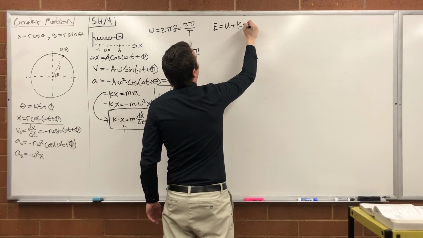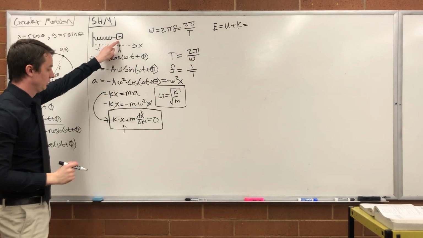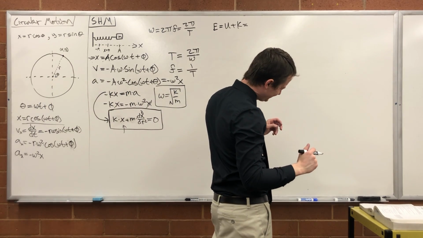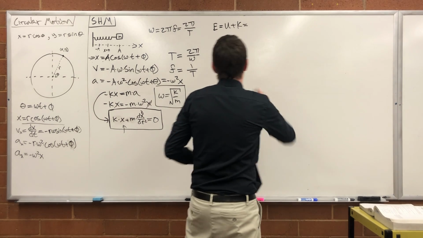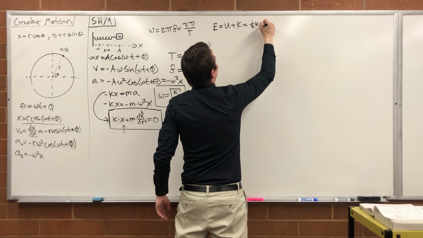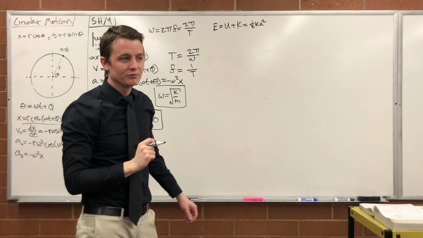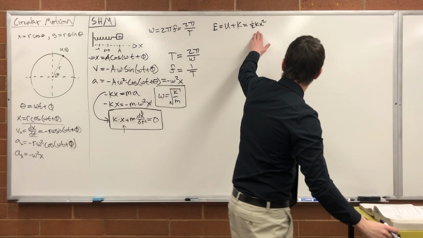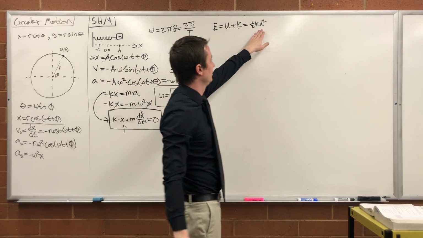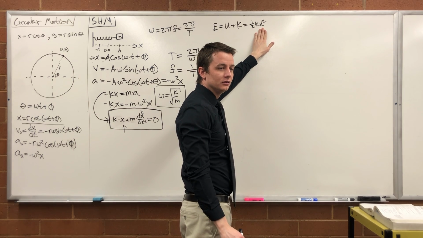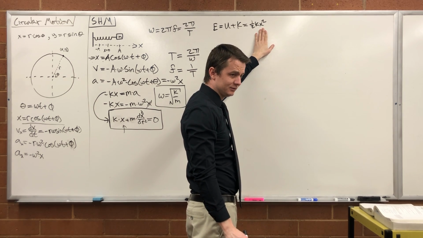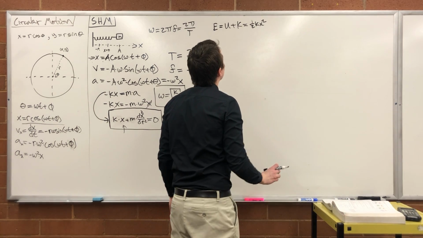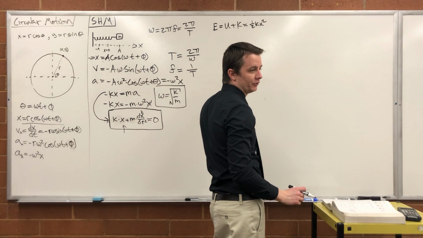U plus K. What is the potential energy for a spring? One half kx squared for your potential energy. That's the potential energy in a spring if it's compressed some distance x. Do we need to redo the integral? No, I remember seeing it. Okay. And then what's our equation for kinetic energy?